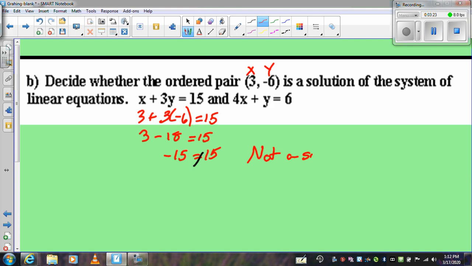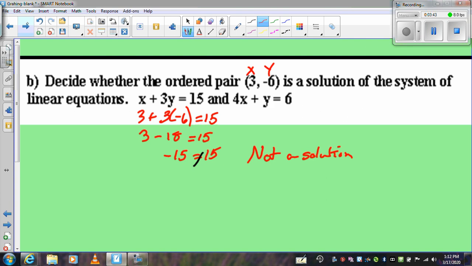Not a solution. Now you'll notice that I didn't even try the second equation, because to be a solution to the system, it must work in both. So to review, a solution to a system is an ordered pair that works in both equations. If you want to know if something's a solution, you need to check it in both equations.